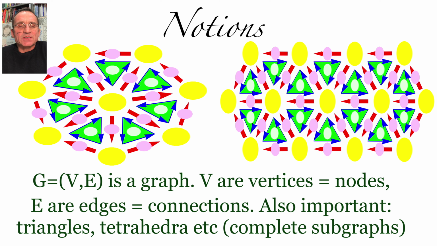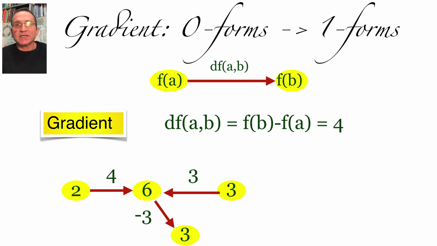First, a few definitions. We do calculus on a finite graph. There are nodes and connections, and also complete subgraphs like triangles play an important role. The gradient operation gets from a zero form, which is a function on vertices, to a function on edges. It's straightforward. To get the value at an arrow, we just take the endpoint and subtract the initial point.